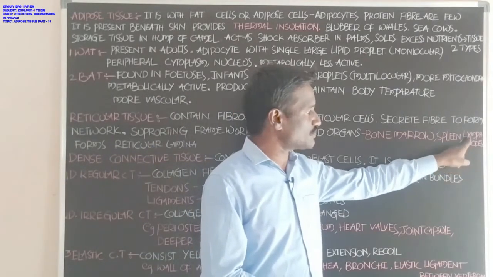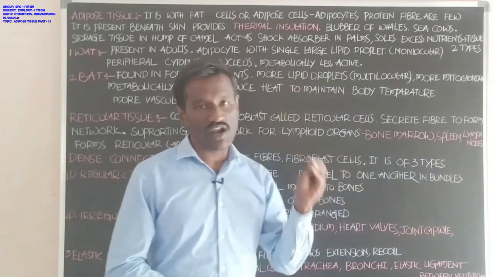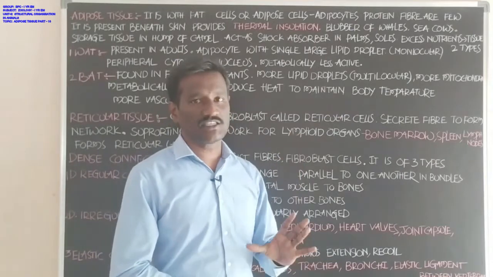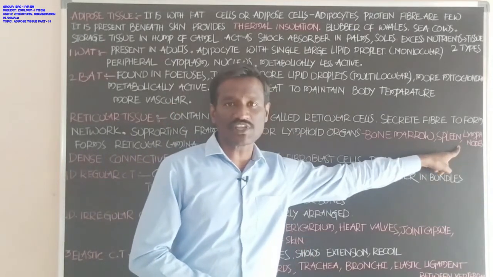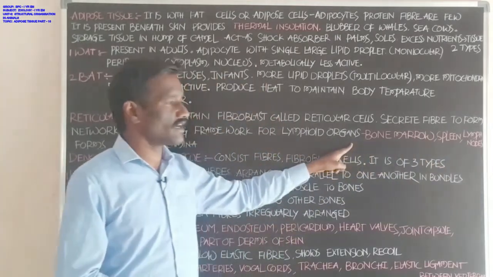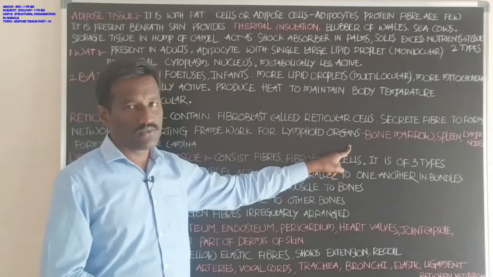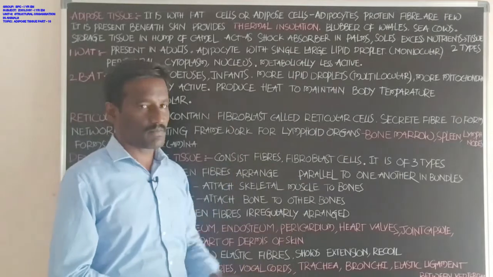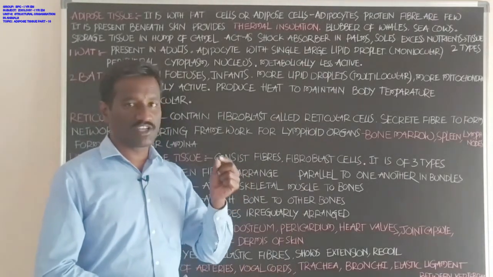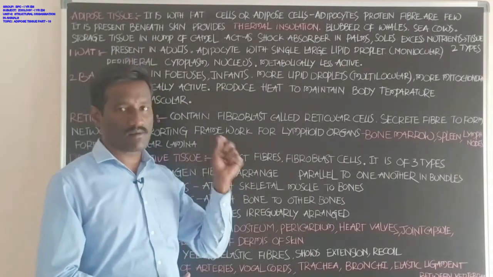And lymph nodes are small node-like structures present throughout the lymphatic system in the body. These lymph nodes act as lymphoid organs. In these organs, reticular tissue forms the framework. Next, students, the reticular tissue also forms the reticular lamina of the basal membrane.